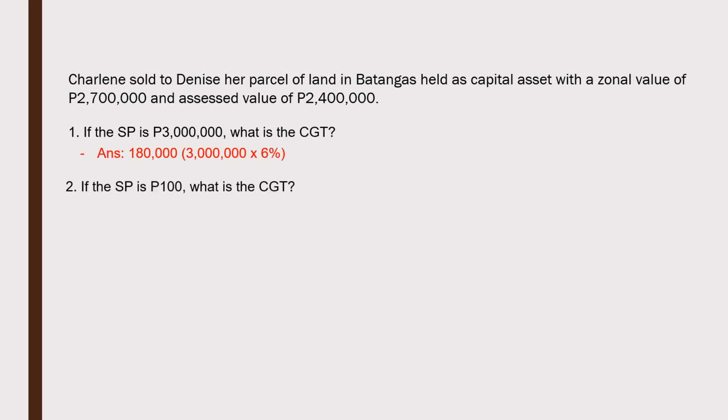If the selling price is 100, what is the CGT? So this is just a number that will make you think, but the same rules will apply because the base will still be the highest of the three, which is 2.7 million times 6% to arrive at an answer of 162,000.